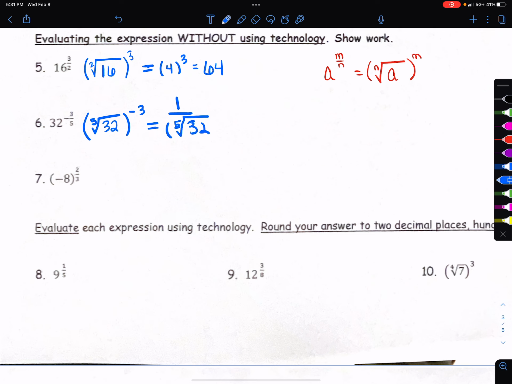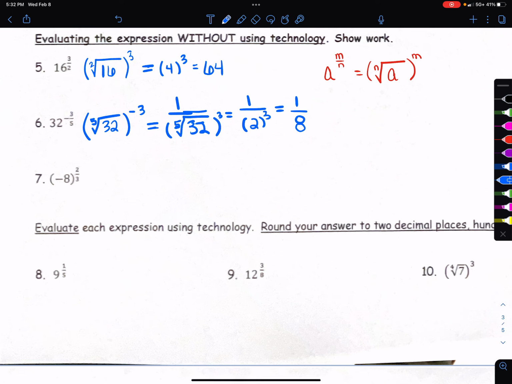Sorry, it really is my pencil. I need to get a new tip on this one. So this one here, over 3. So then I will have 1 over the 5th root of 32 is 2. So I have 2 to the 3rd, and that gives me 1 over 8.